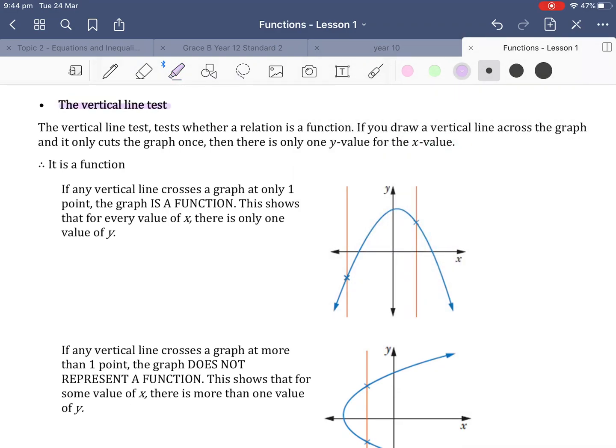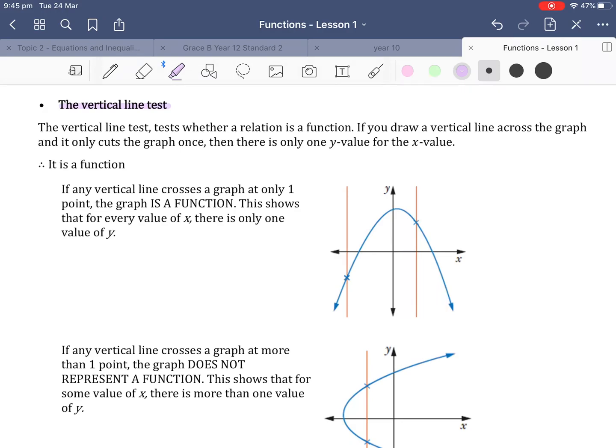So the first thing that we're going to look at is the vertical line test. The vertical line test tests whether a relation is a function. If you draw a vertical line across the graph and it only cuts the graph once, then there is only one y value for the x value. So it is a function.